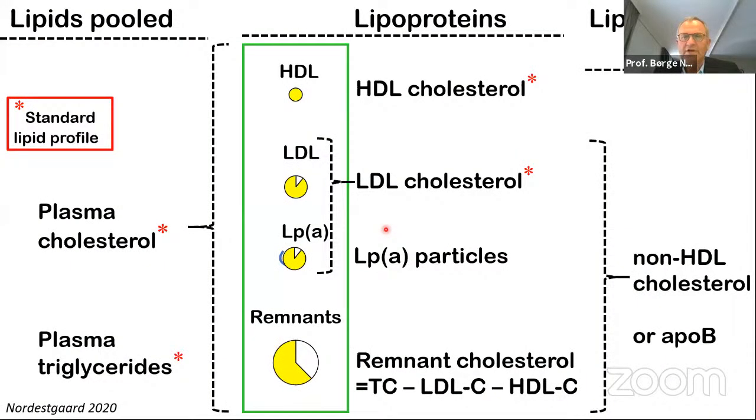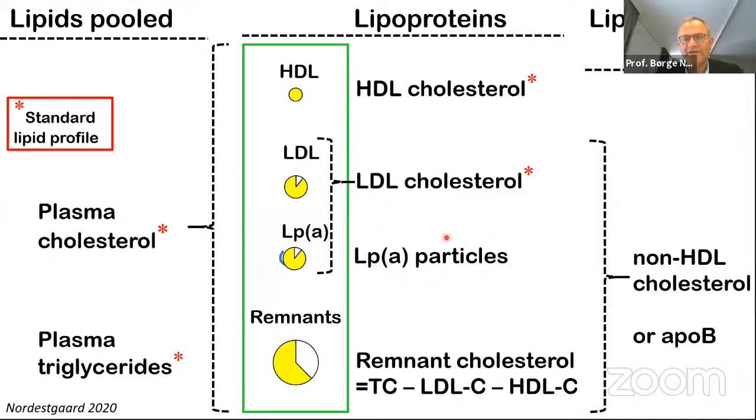So clinically, what we usually do when we take a lipid profile is measure plasma total cholesterol, which encompasses all these four fractions. We take plasma triglycerides, which is all these four fractions, but of course mainly the triglyceride lipoproteins. And then we measure HDL cholesterol directly and LDL cholesterol directly.